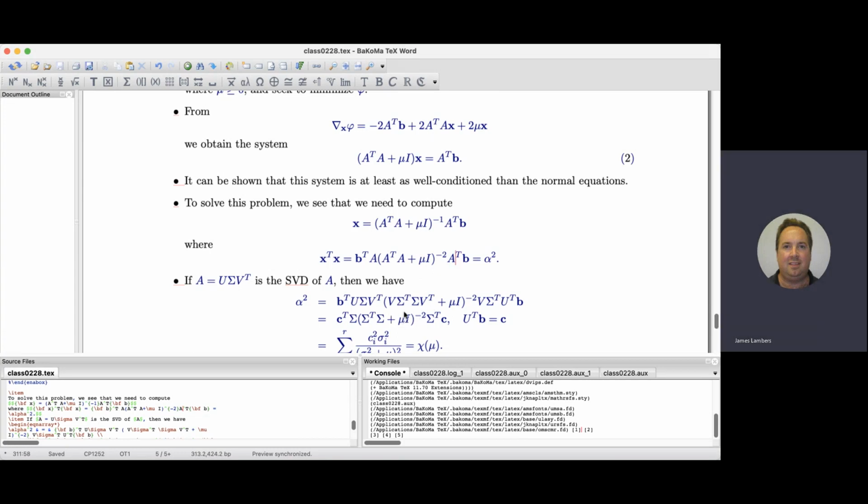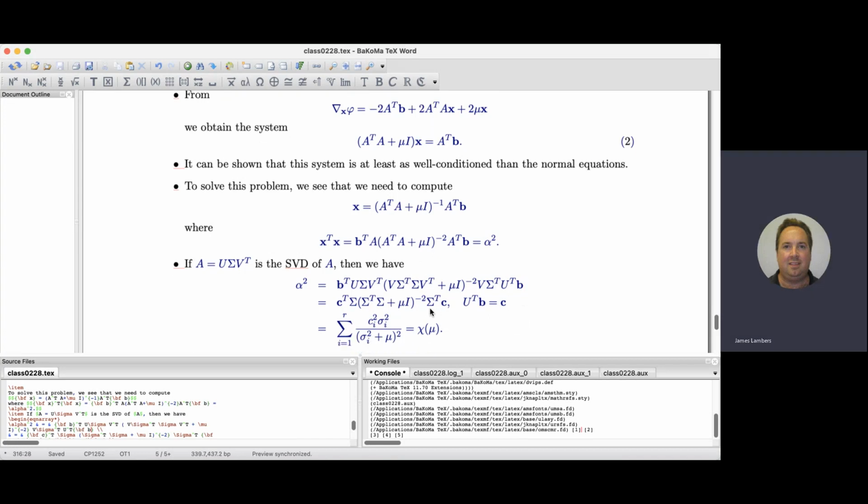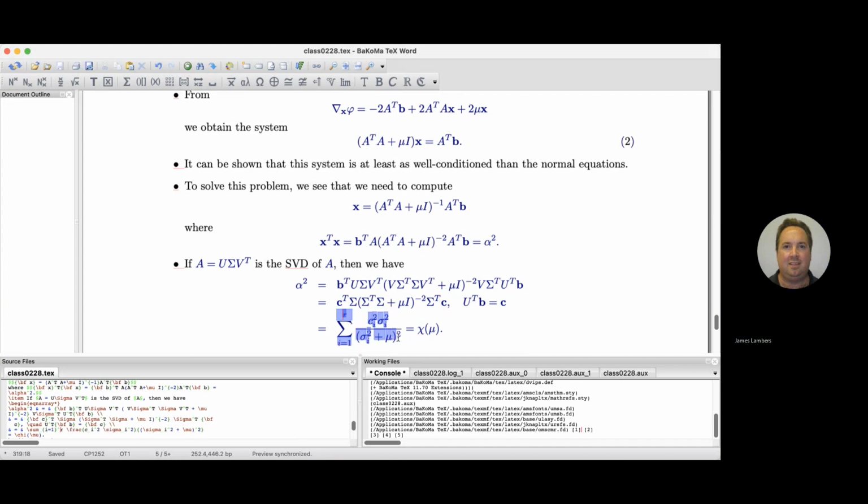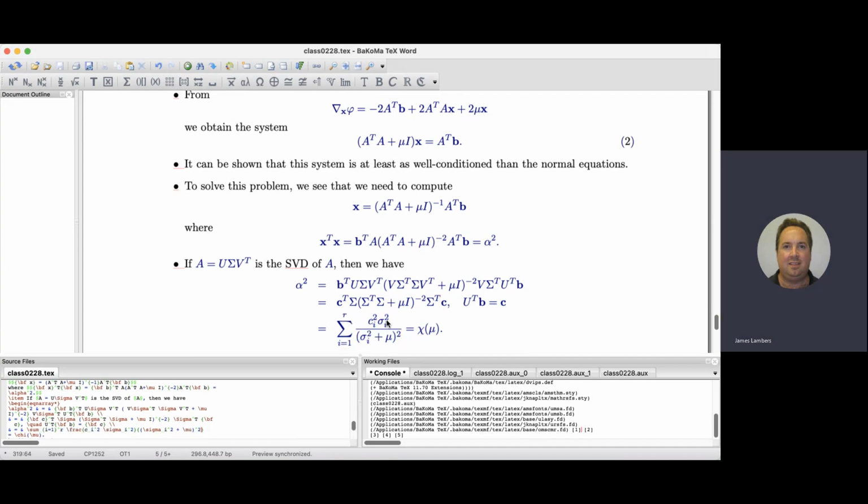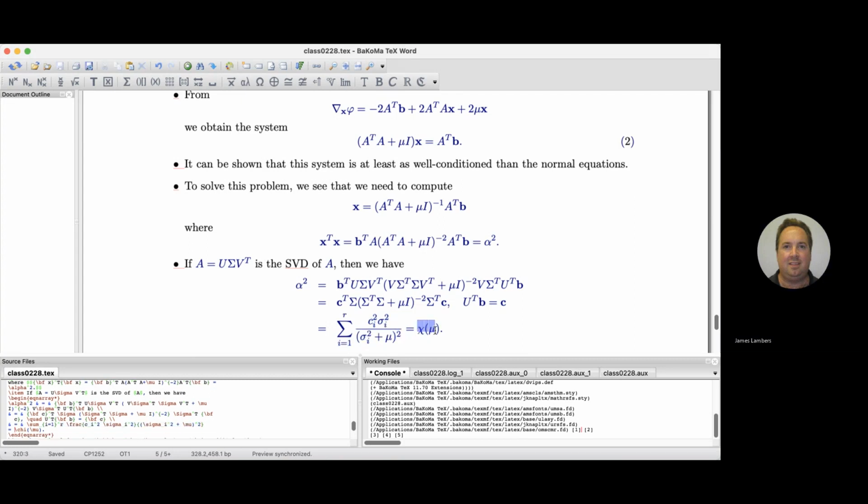And then here we have U transpose b. If I label that vector C, that simplifies things a little bit, because if I have the SVD, then this is known. So what I can do is, in terms of the components of the vector C, express this using this summation, where the sigma i are the singular values of A, the Ci are the components of C, and then we have this unknown value mu here. And what I'm going to do is call this function chi of mu.